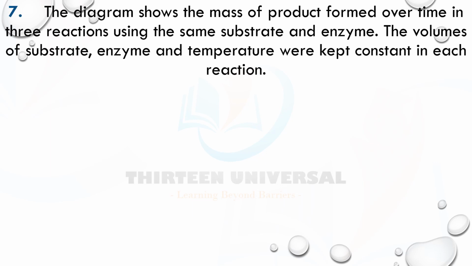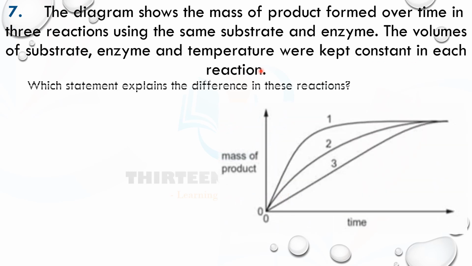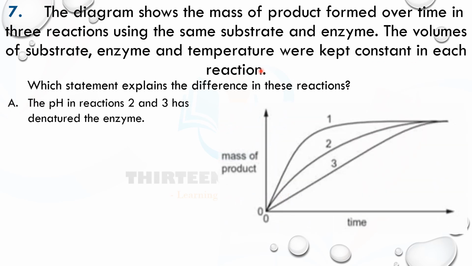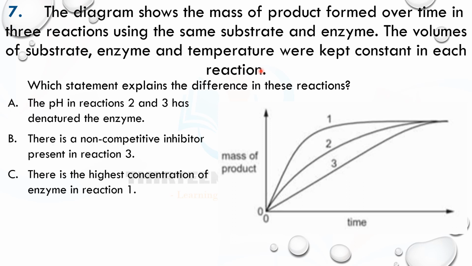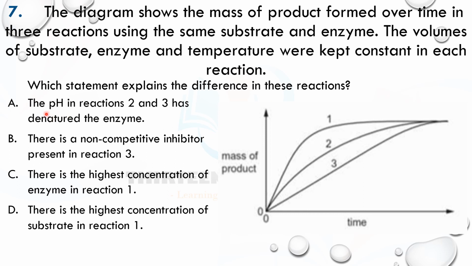Number 7 says, the diagram shows the mass of product formed over time in 3 reactions using the same substrate and enzyme. The volumes of substrate, enzyme, and temperature were kept constant in each reaction. Okay, look at that. So everything was kept constant. Which statement explains the difference in these reactions? That's A, B, C, D. Look at it.